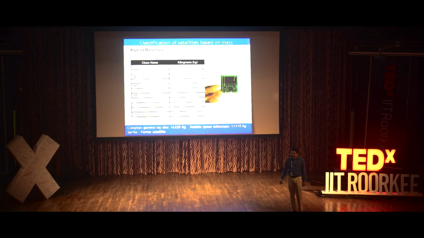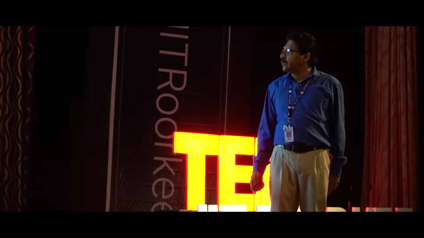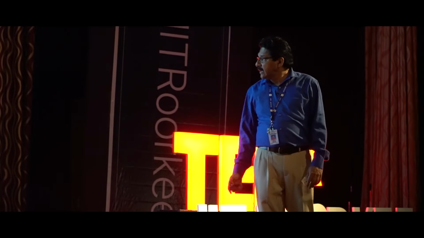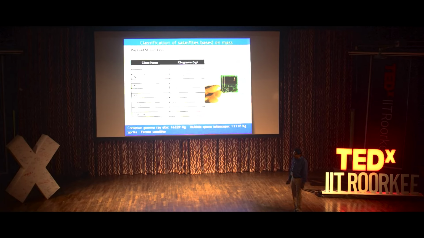These are called femto satellites. Then pico, nano, like that, different satellites are there. But there are very huge satellites also, which weigh more than even 10,000 kg, like the Hubble Space Telescope. It weighs almost more than 10 tons.